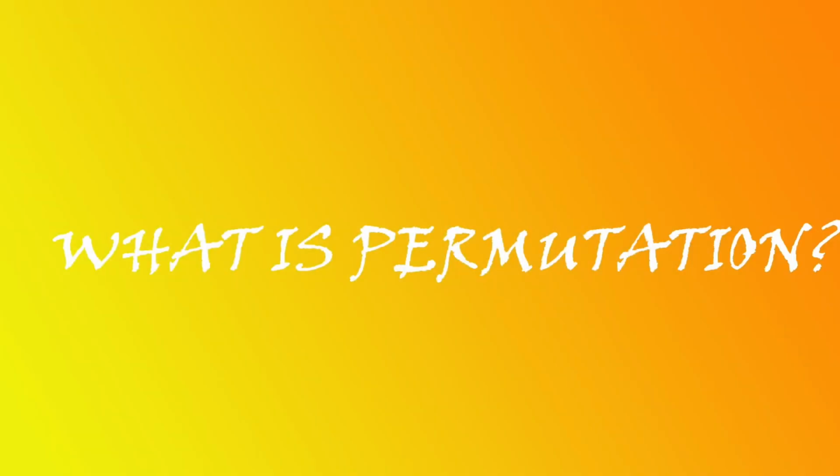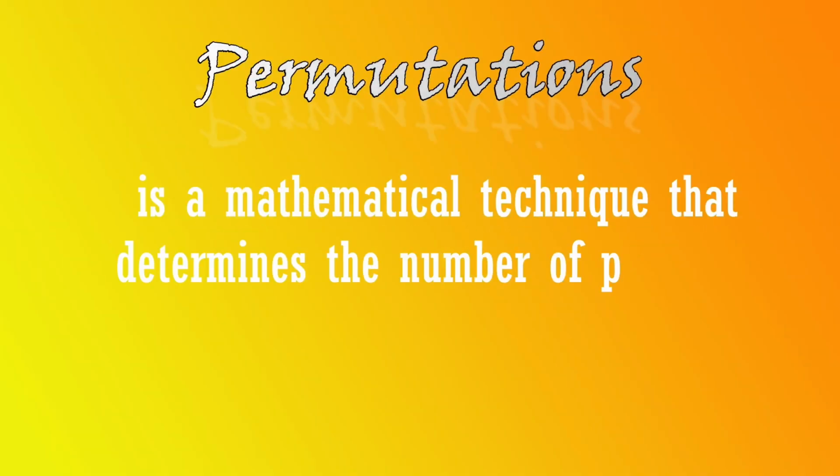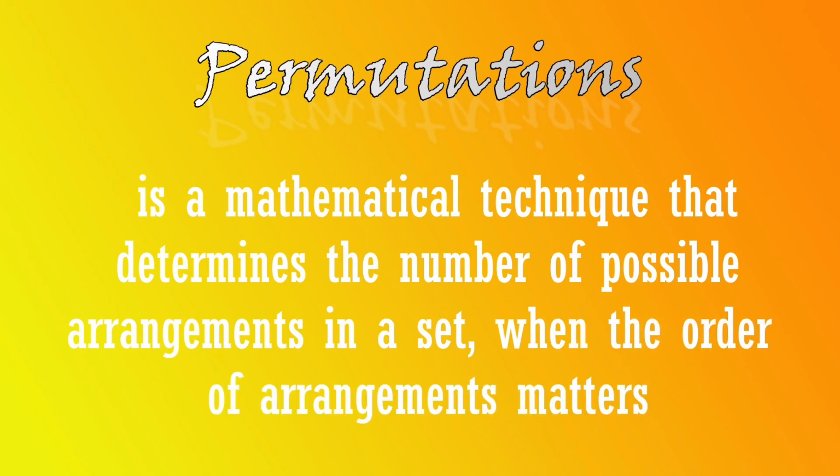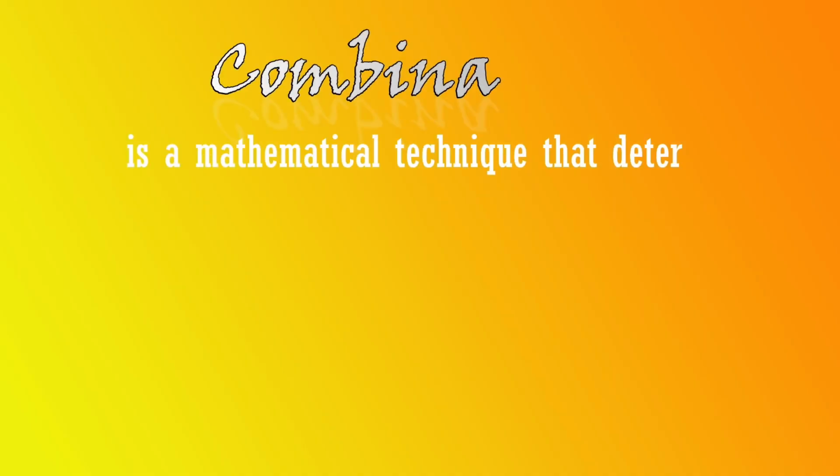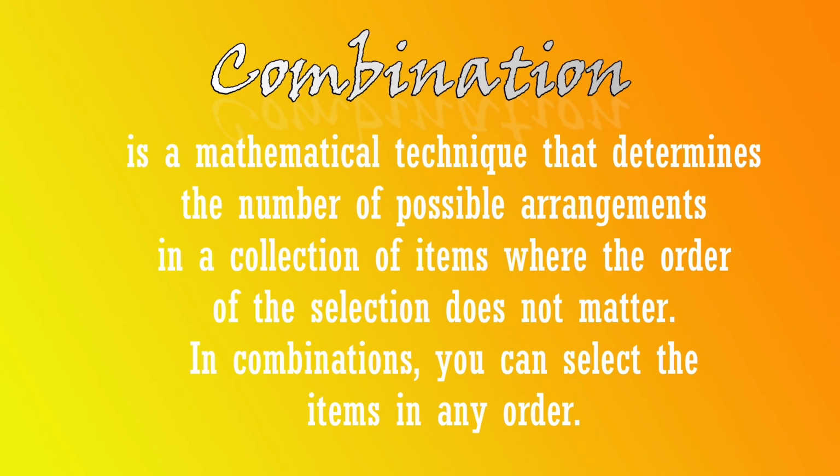But before that, what is permutations? Permutations is a mathematical technique that determines the number of possible arrangements in a set, when the order or arrangement matters. While combination is a mathematical technique that determines the number of possible arrangements in a collection of items where the order of the selection does not matter. In combinations, you can select the items in any order.